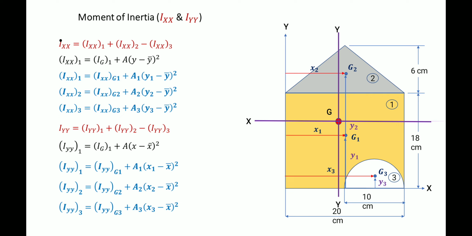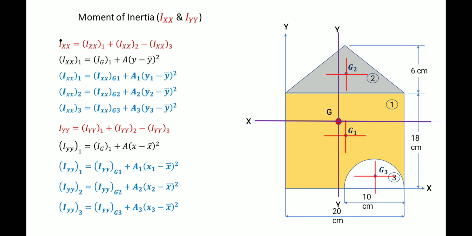So here individually we have to find Ixx1, Ixx2 and Ixx3. Ixx1 means the first section. For the first section, what is the value? For the first section, we have the formula Ixx1 is equal to Ixxg1 plus A into (y1 minus y bar) the whole square. Ixxg1 means, see this.